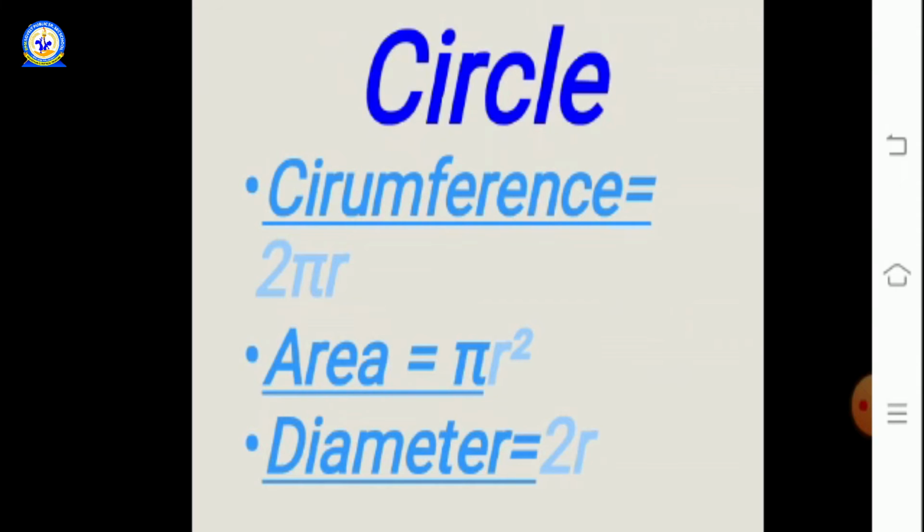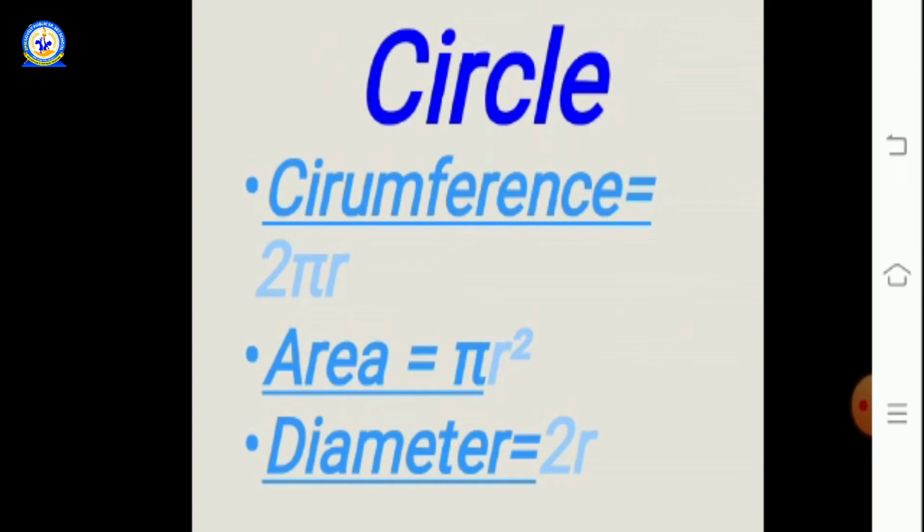Circle. In circle, we are not using the term perimeter. We are using the circumference, because circumference is the boundary of the circle. In a circle we draw the circle through the radius. So that's why boundary of a circle is called circumference, and the formula is 2 into pi into r, that is equals to 2 pi r. And area of circle is equals to pi r square, that is equals to pi into r into r.